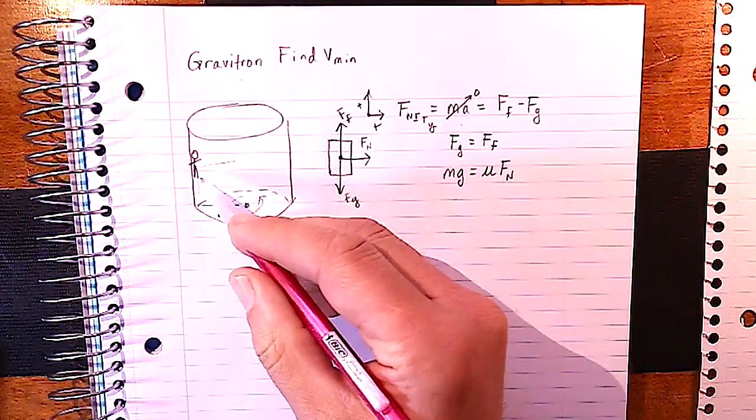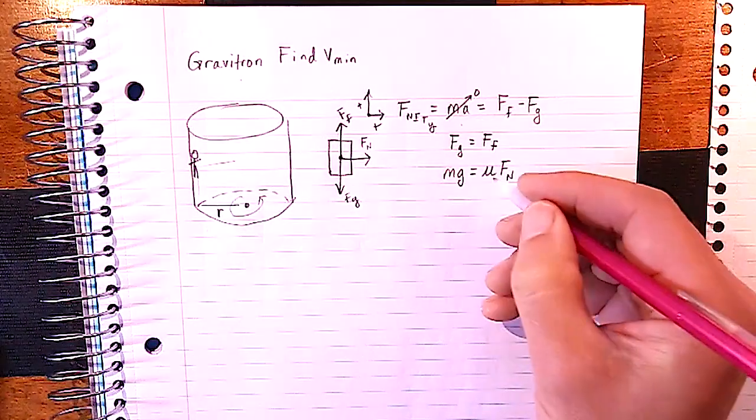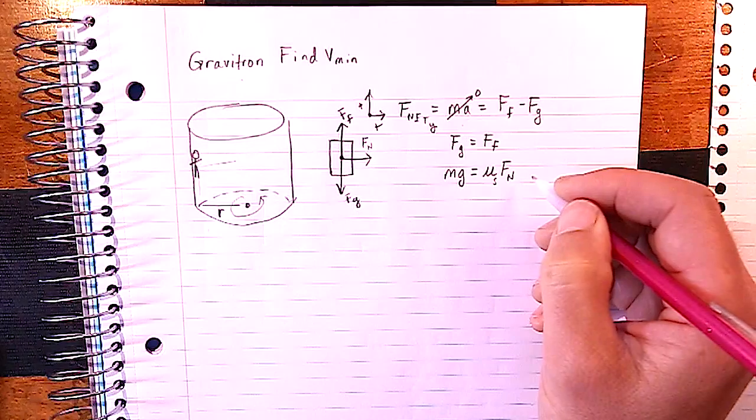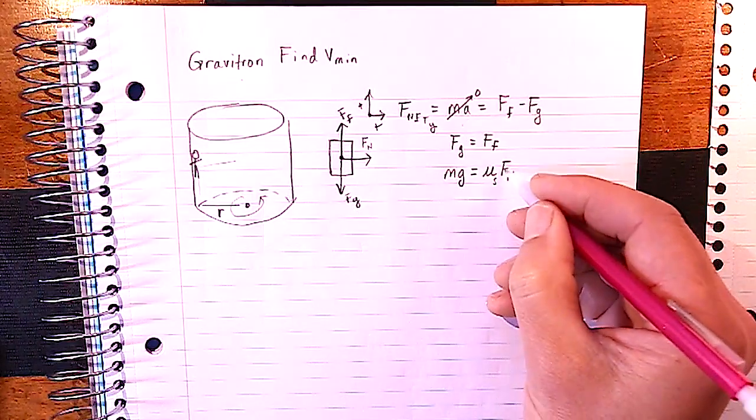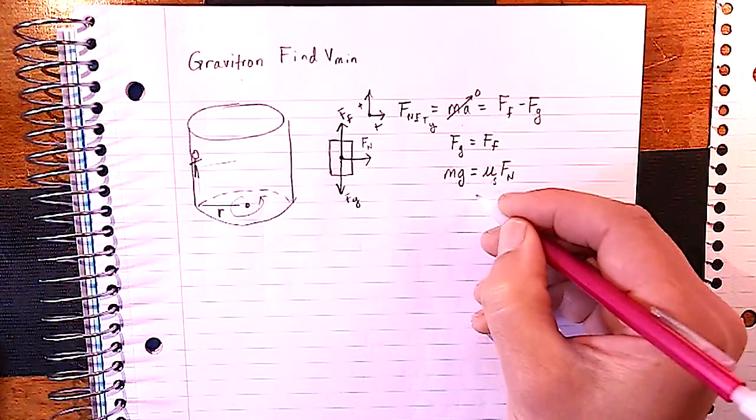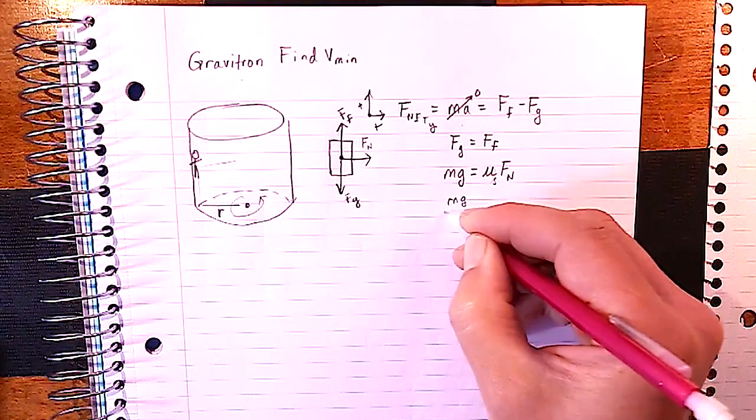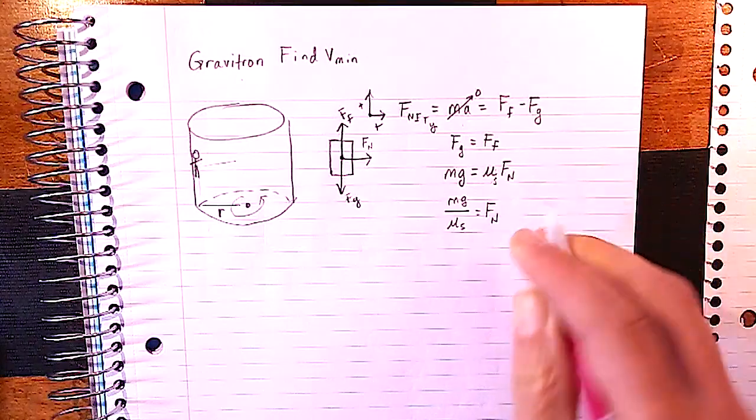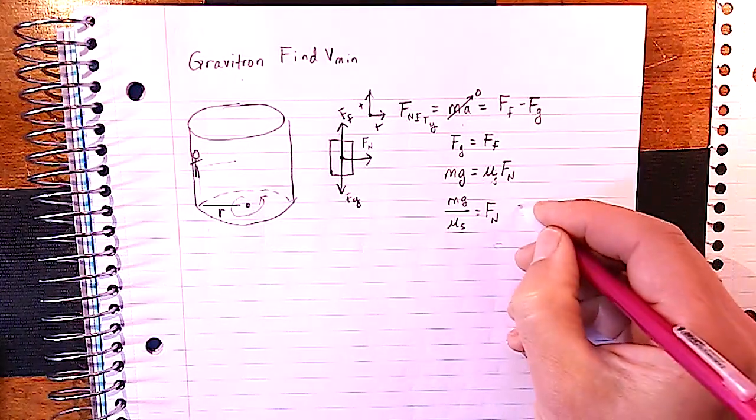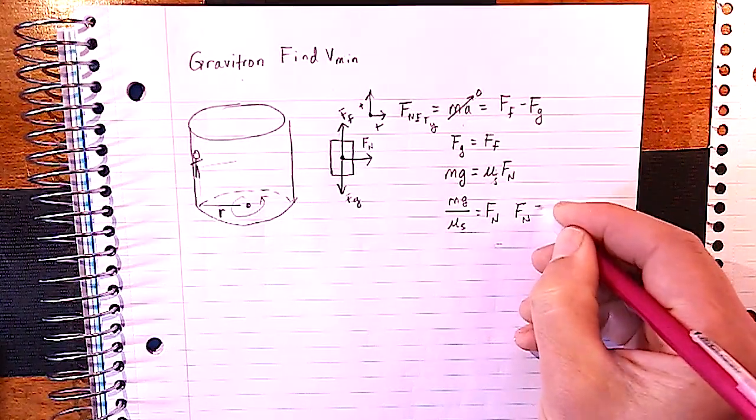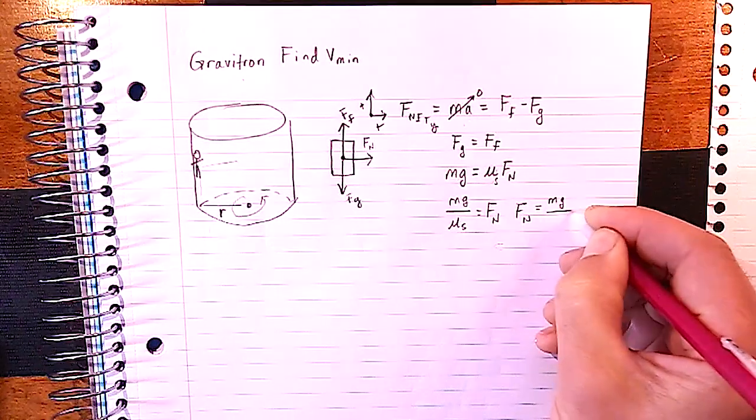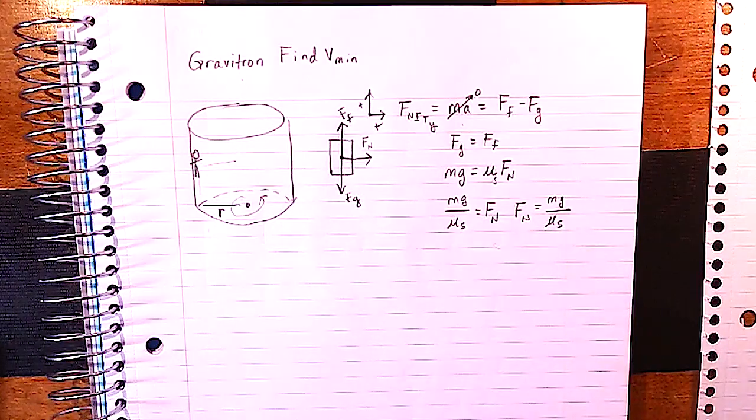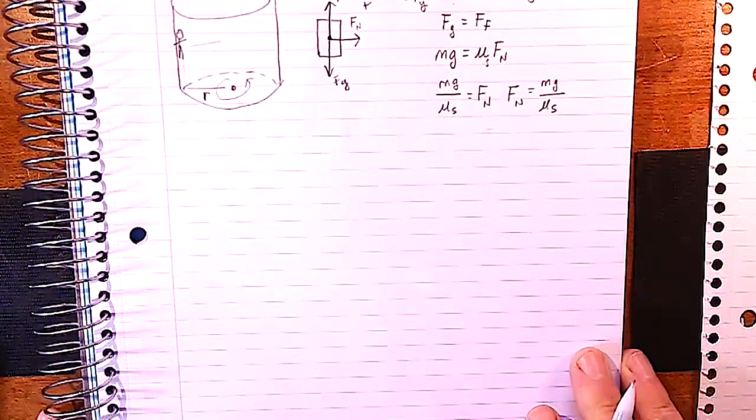Now the person is not sliding, so that means that this is mu s, or static friction. So what is Fn? Let's divide through by mu s. So we have mg over mu s is equal to Fn. And I can just flip this equation around and say that Fn is equal to mg over mu s. But there's no velocity in this equation, so we need to solve for v.